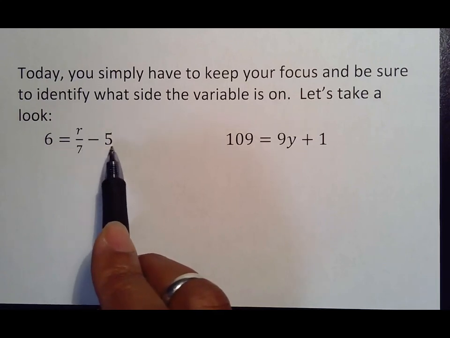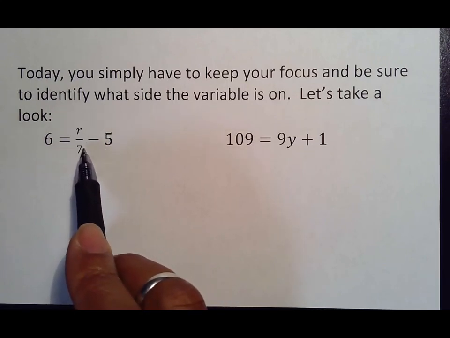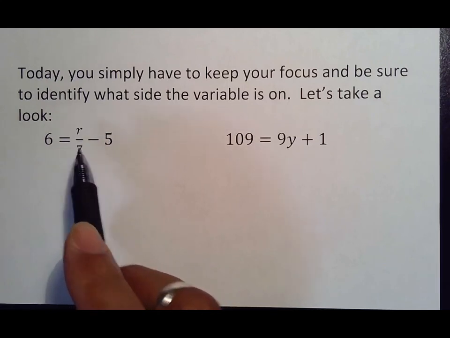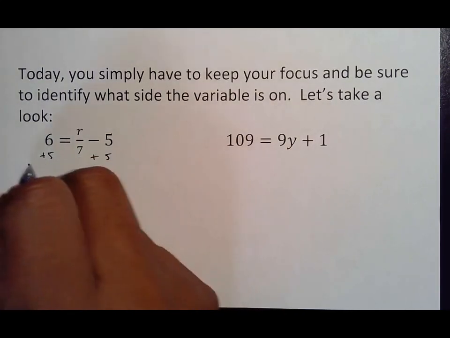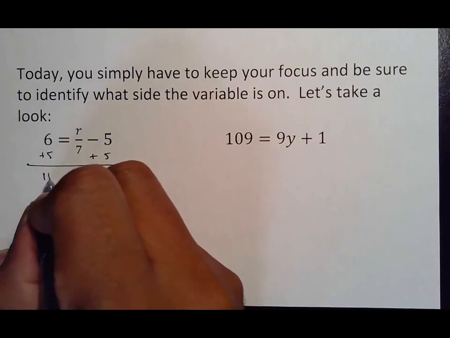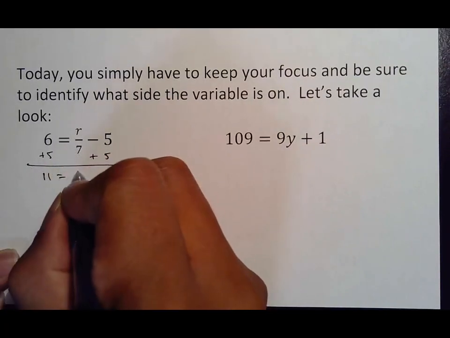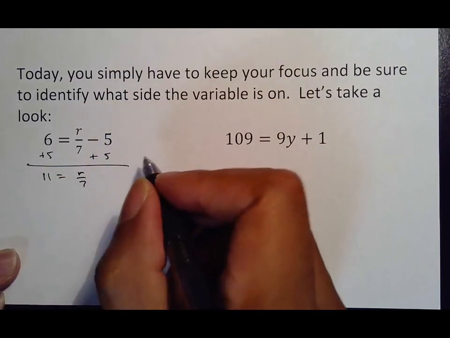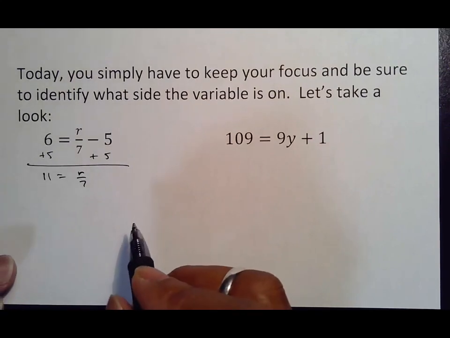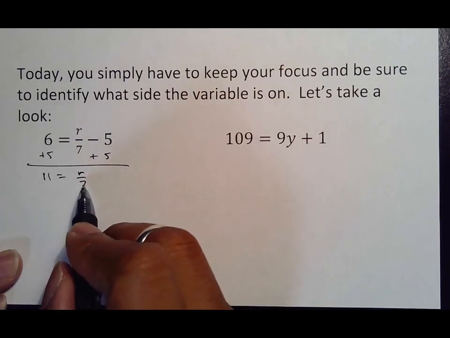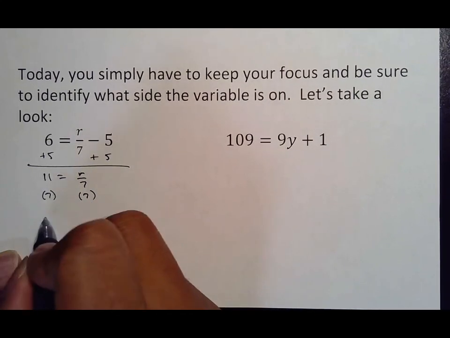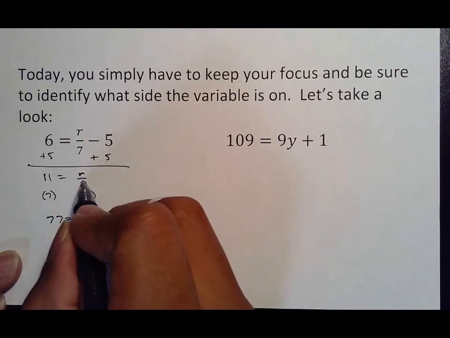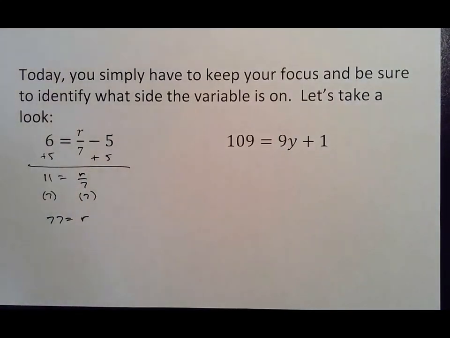The way we move this is by addition. 7 is second. Because it's being divided, we're going to multiply, so now we execute that plan by adding 5 to both sides. 6 plus 5 makes 11, and again, you have to leave everything on the side it was on, so 11 equals r over 7. We then get rid of the 7 by multiplying by 7. 11 times 7 turns into 77, and r ends up over here where it's supposed to be.